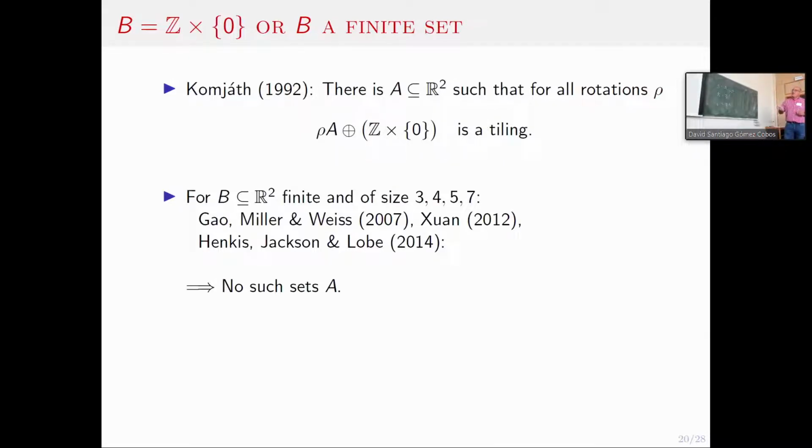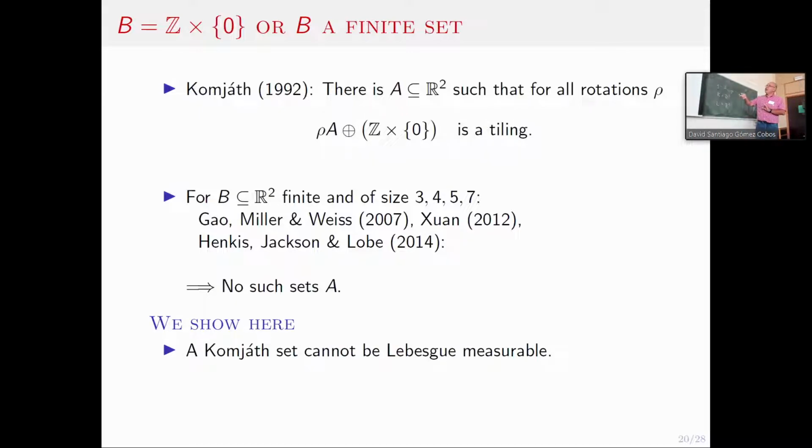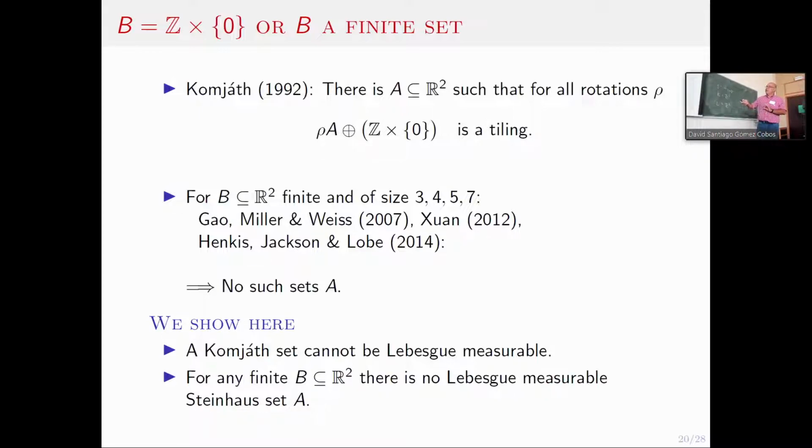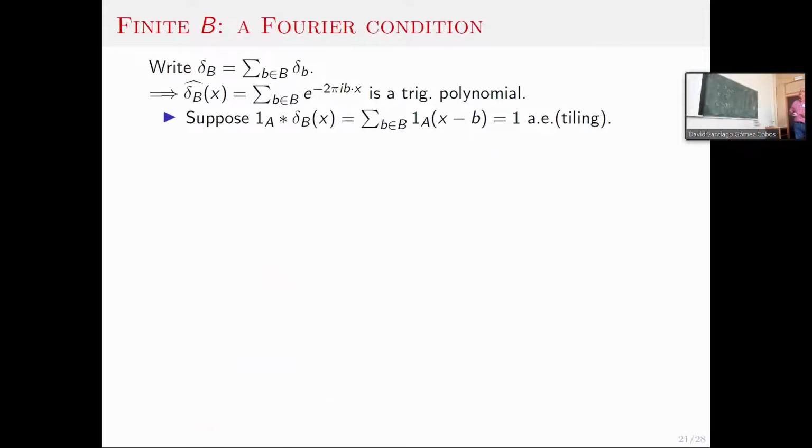And for the case of a finite set, there were lots of papers dealing with specific finite sets, too many cases, not very interesting in my opinion, but they did this by proving that there's no such set, measurable or not. Okay? So I will prove to you that no such set can be measurable, and there's no measurable set that does this for any finite B. These are the proofs. And let me start from the case of finite B.